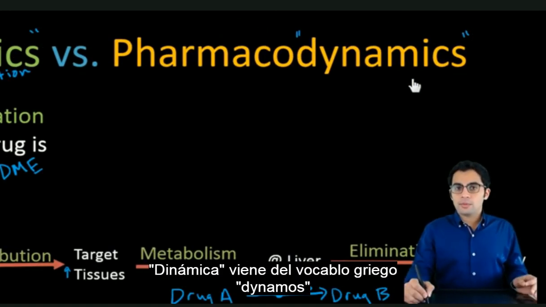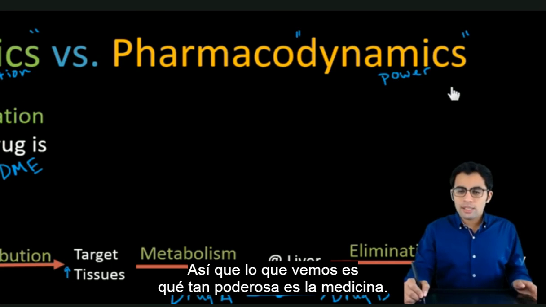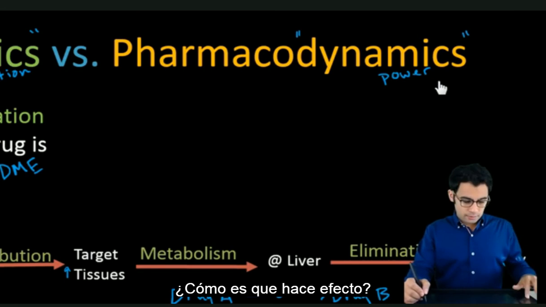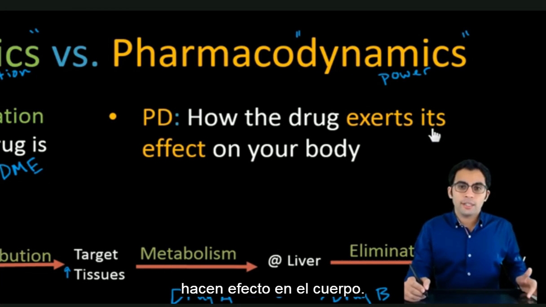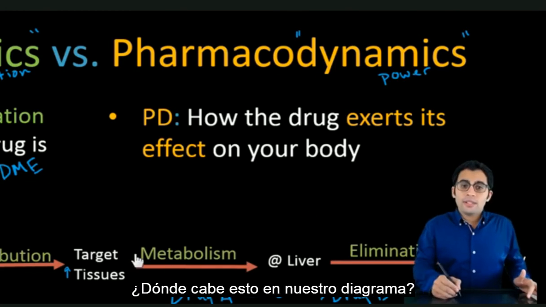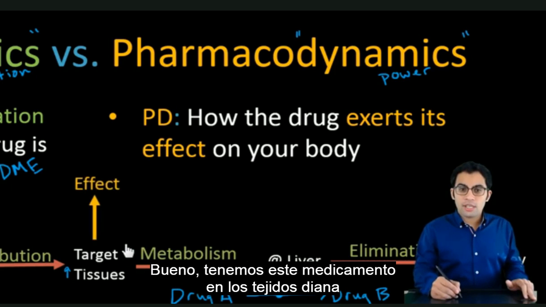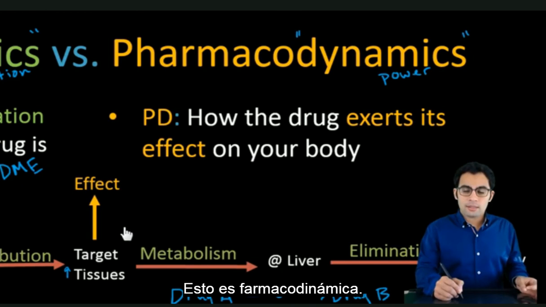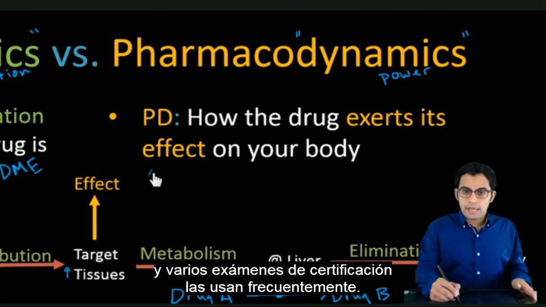Well, dynamics comes from this Greek word dynamis, which means power. And so what we're looking at is how this drug is powerful. How does this drug exert its effects? So pharmacodynamics is how the drug exerts its effects on your body. Now, where does this fit into our diagram here? Well, we've got this drug at the target tissues, and this is where it is exerting its effect. So this is pharmacodynamics.